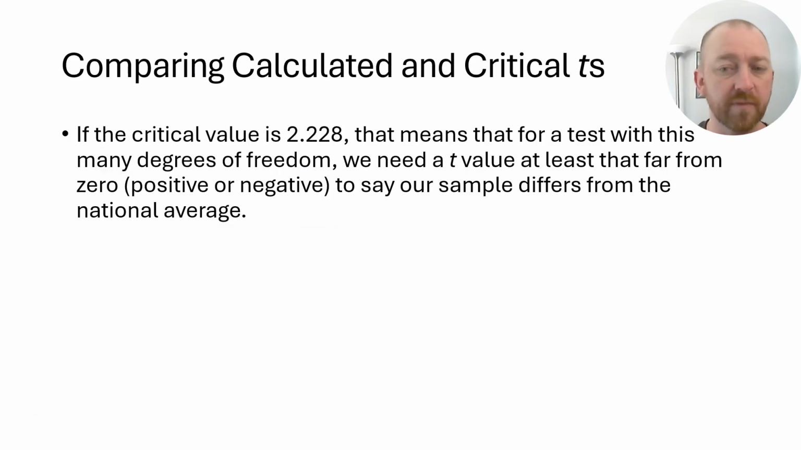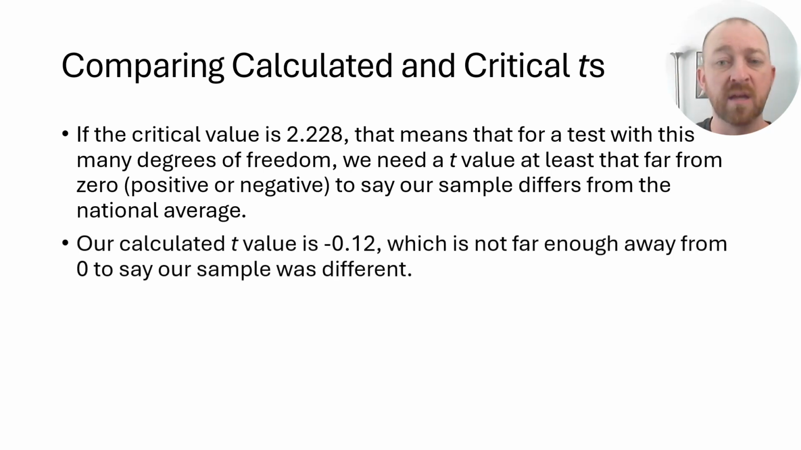So once again, a critical value of 2.228 means we need to find a t-value at least that far away from 0 before we can say that there's statistical significance, or before we can say that we found a meaningful difference between our sample and the criterion, the test criterion that we set, which was 6,500 in this case. Okay, now we did not find a t-value that was that far away from 0. The t-value we calculated, as you'll recall from the previous video, was negative 0.12, which is much closer to 0 than 2.228 positive or negative.